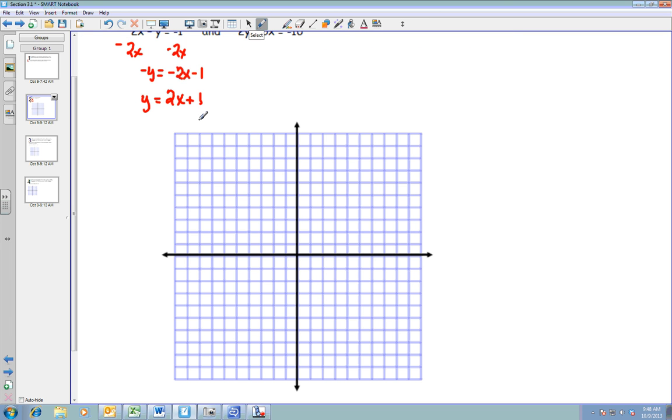The first thing I always graph is the y-intercept. My y-intercept in this case is 1, so there's my starting point. We should know by now that my slope is 2, which means from this point I go up 2 over 1, or I could go down 2 to the left 1. When you graph these, you don't want to graph just a little portion of the line. You want to make this line go all the way across your coordinate plane.